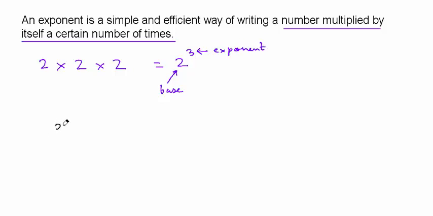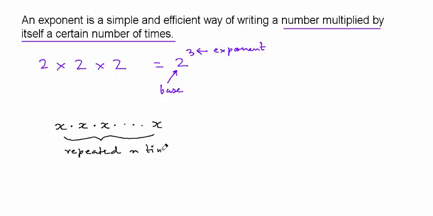In general, we could say if there's a number x that gets multiplied with itself, and if there are n of these x's in the multiplication sentence, therefore this one's repeated n times, we could write this as x raised to the nth power. x is the base, n is the exponent.